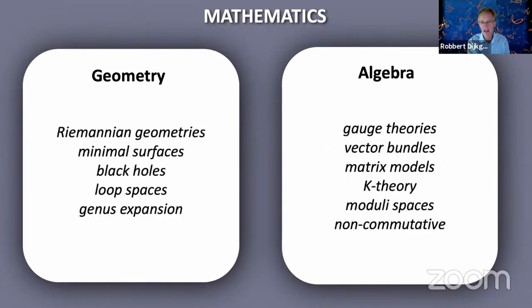That is to say, the concepts on the left-hand side and the right-hand side, minimal surfaces, Riemannian geometries, loop spaces, the closed strings, all of that is in a deep sense equivalent to studying the bread and butter of modern algebra, such as vector bundles, gauge theories, K-theory, matrix models, etc. Now, all of this goes, I think, even deeper.